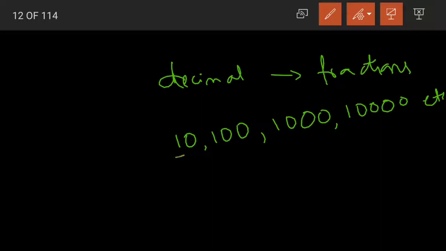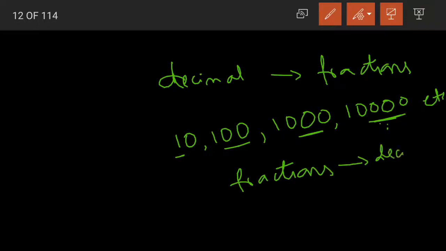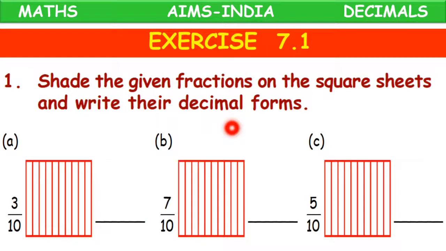That means the first digit should be 1 and the remaining digit should be 0. Only then can we apply this trick, the steps that we have learned for converting fractions into decimal numbers. Yes. Now let us look at some exercise problems here.